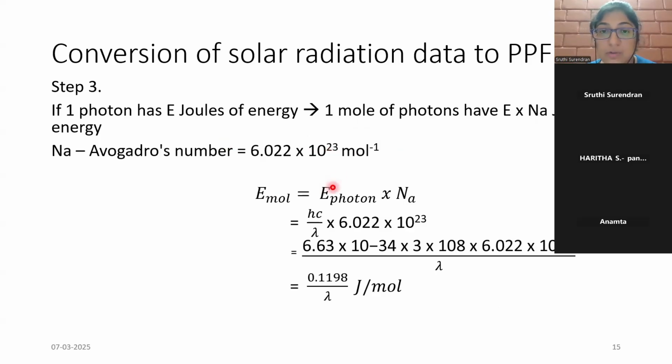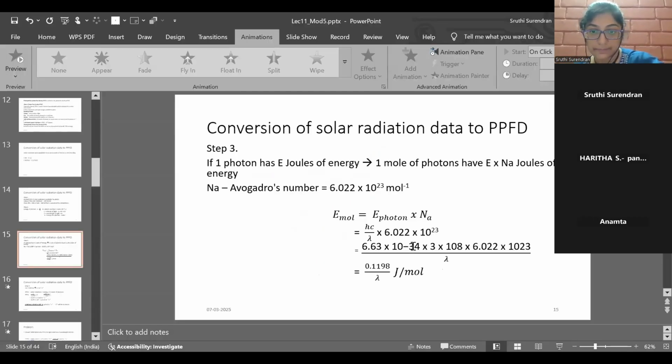power 23. So if one mole contains this many number of photons, and the energy of one photon is equal to hc by lambda, we can substitute these values in here to get 6.63 into 10 to the power minus 34. This is not 10 minus 34, it is 10 to the power minus 34. Let me just make that correction.